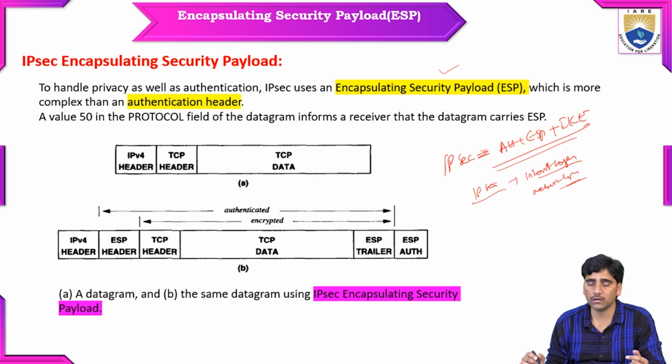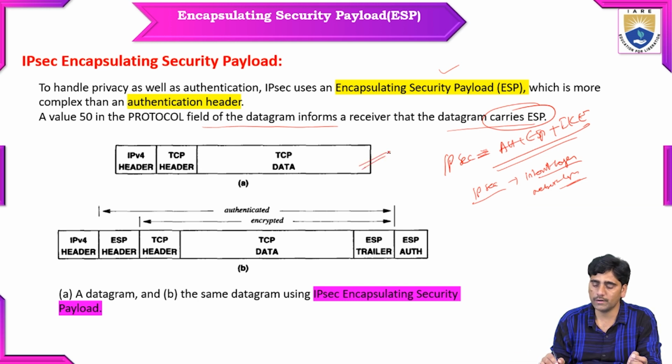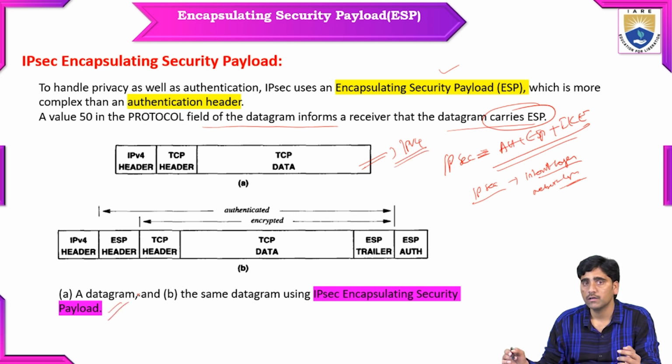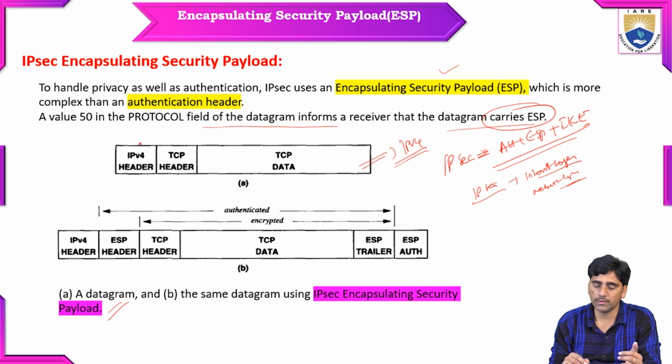How is it identified? Generally, a value of 50 in the protocol field of the datagram informs a receiver that the datagram carries ESP. This is the initial header of IPv4, which is a datagram. It contains an IPv4 header, which contains a TCP header, and which contains TCP data. So this is a normal IPv4 data format.